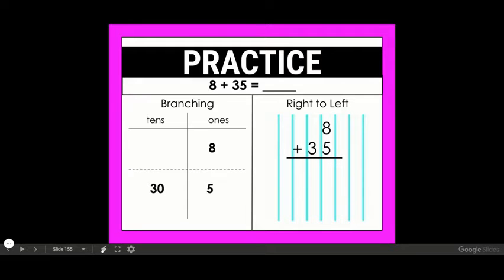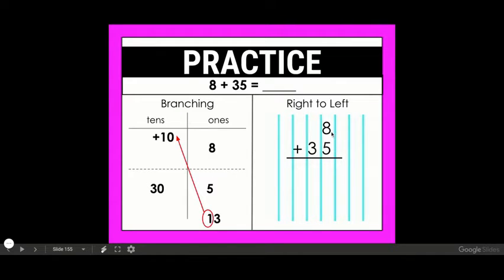Now for the next step, let's come back over here to branching. My first step is to add my ones. So I'm going to add 8 plus 5, which I know is 13. But can I have 13 ones? I can't. So I have to take my 10 and move my 10 over to my 10s place. So now in my ones, I'm just left with my 3 because my 1 comes over into the 10s place, because it wasn't a 1, it was actually a 10. So let's come over to right to left and let's watch that step.